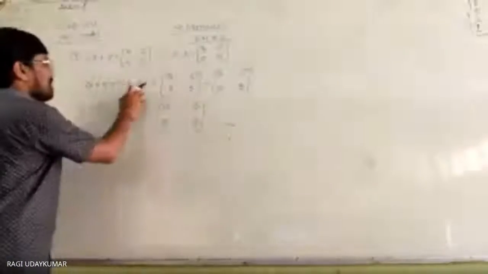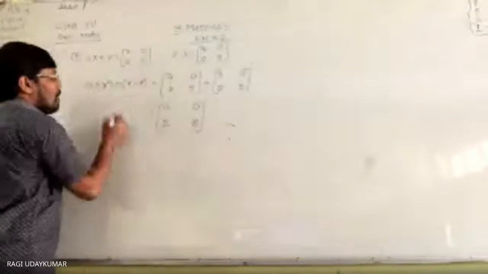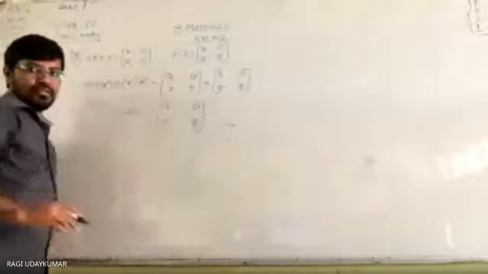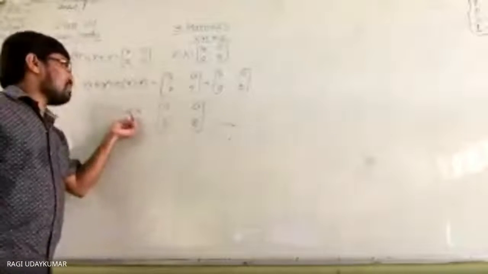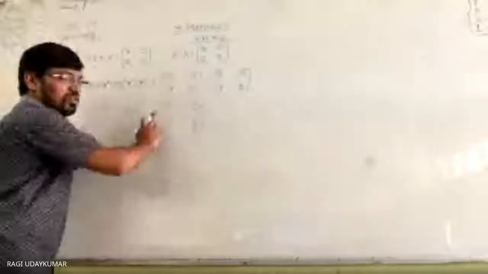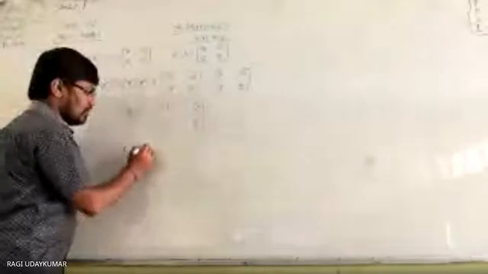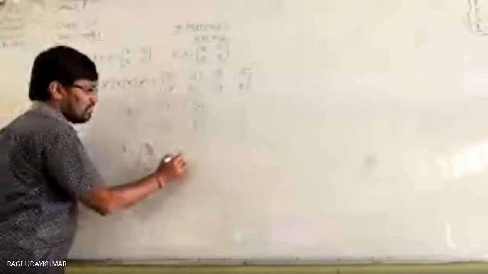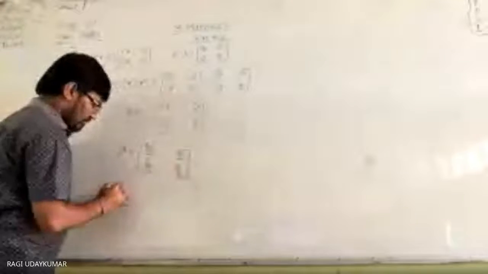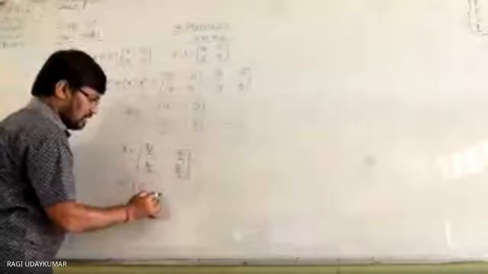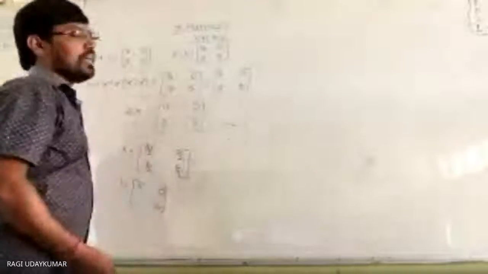So x plus y plus x minus y is nothing but, y and y will get cancelled, and you are going to get 2x. If you divide every element by 2, then x is equal to 10 divided by 2, 0 divided by 2, 2 divided by 2, 8 divided by 2. Therefore x is equal to 5, 0, 1, 4. x has come. We added both, so we got x.